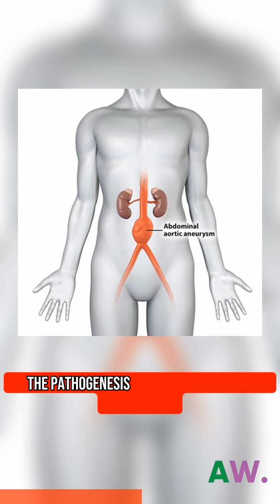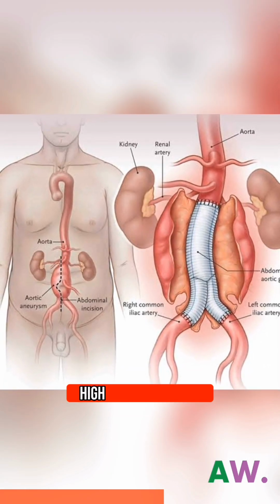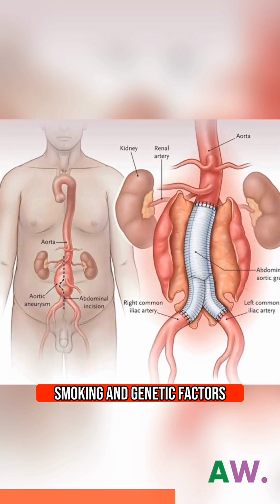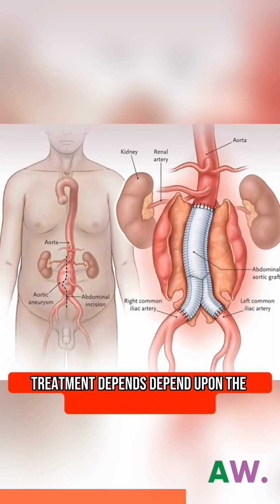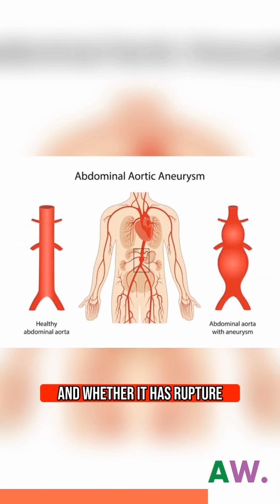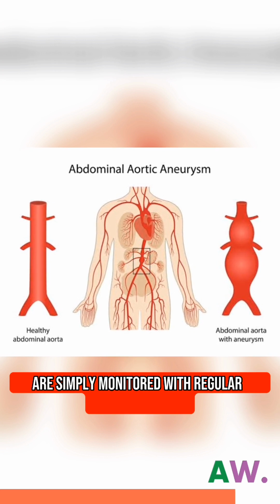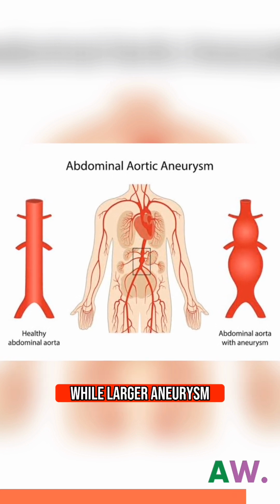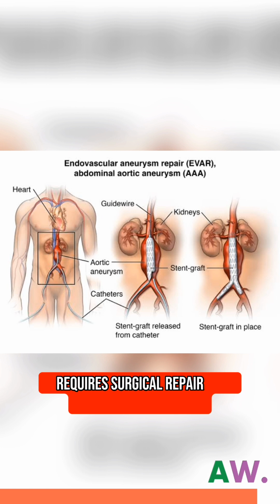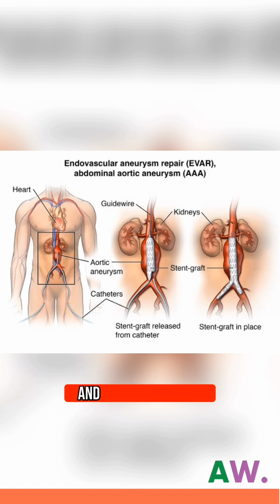The pathogenesis involves weakening of the wall due to factors such as aging, high blood pressure, smoking, and genetic factors. Treatment depends upon the size of the aneurysm and whether it has ruptured. Small aneurysms that aren't growing are simply monitored with regular imaging studies, while larger aneurysms require surgical repair or endovascular stenting to reinforce the weakened area of the aorta and prevent rupture.